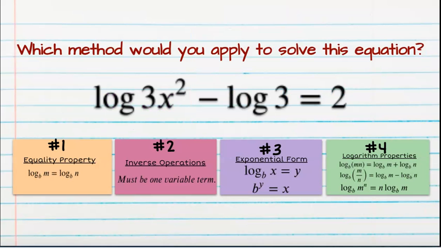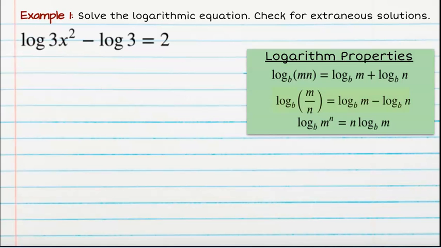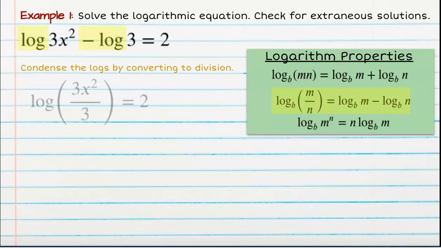So now let's take a look at a few examples. Remember our methods from before. Which method would you apply to this equation? Hopefully you recognize rather quickly we should use method number 4. We have the logarithm property involving subtraction. So if we recall, subtraction is related to division. So we're going to condense these two logarithms so that there's only one log and write it as division. And continue to solve.